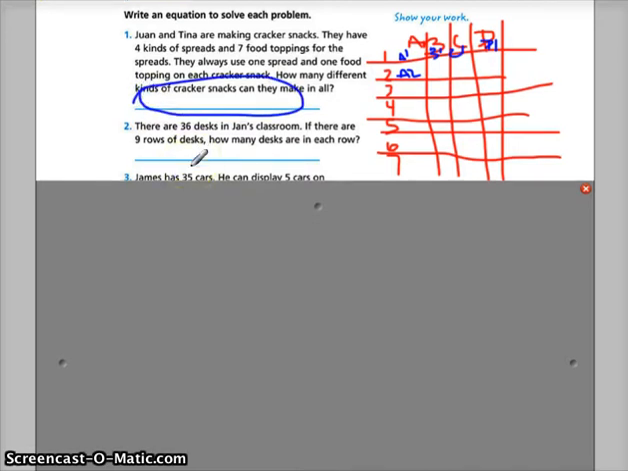Number 2, there are 36 desks in John's classroom. If there are 9 rows of desks, how many desks are in each row? Okay, so you know that there are 9 rows of desks. 2, 3, 4, 5, 6, 7, 8, 9. He wants to know how many are going across. We know there are 36 in all. There's 9 rows. What's this number up top?